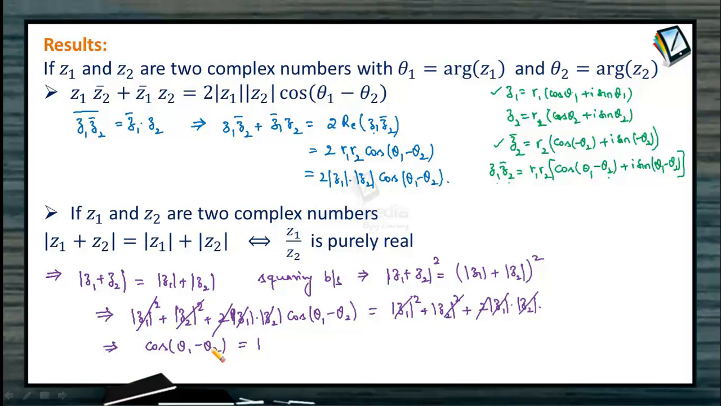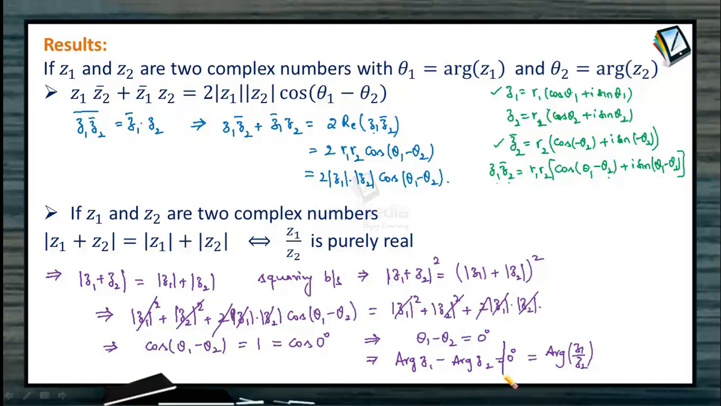Now, when do we have cos of an angle equal to 1? This is only possible if it is cos 0. So can we conclude theta 1 minus theta 2 should be 0 degrees? But what is theta 1 minus theta 2? This is the difference of the arguments, that is argument of Z1 minus argument of Z2 is 0 degrees. But what is argument of Z1 minus argument of Z2? That is argument of Z1 by Z2. The difference of arguments of two complex numbers is the argument of the ratio of the two complex numbers.